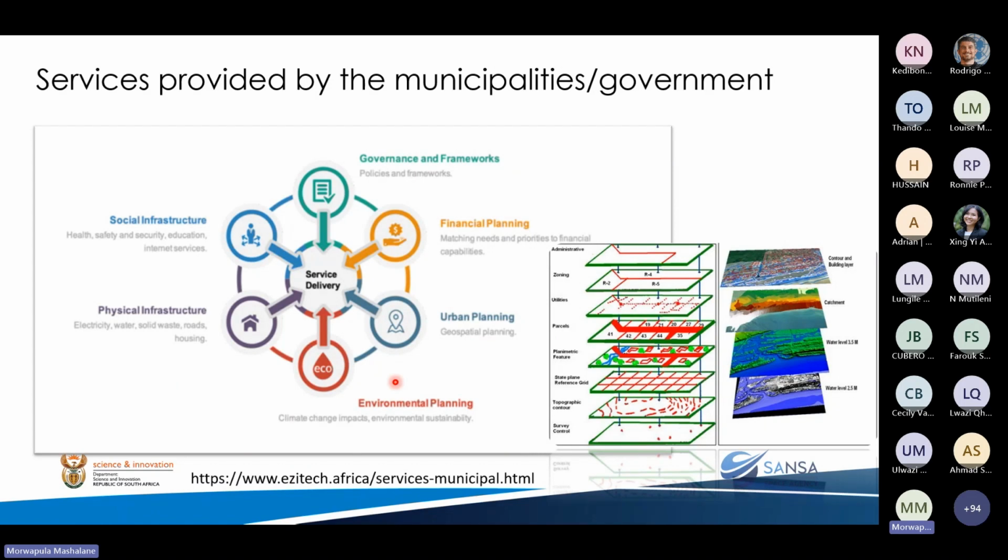The services provided by municipalities or government vary. They range from the creation of policies to financial planning, to urban development, to planning of physical infrastructure, to environmental planning, to social infrastructure and services that people require. As you may be aware, every single effort that we make is for the benefit of people. Therefore, remote sensing is a great tool, as it allows us to do a lot of our planning and to collate a lot of intelligence, enabling us to provide these services better.